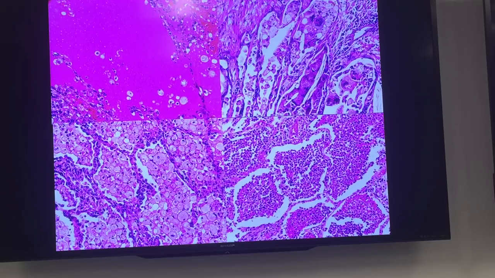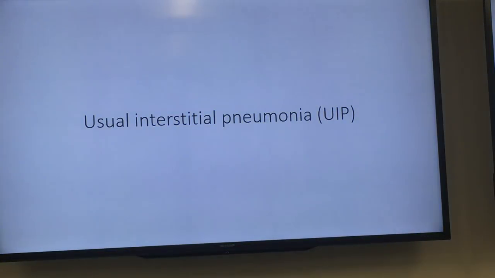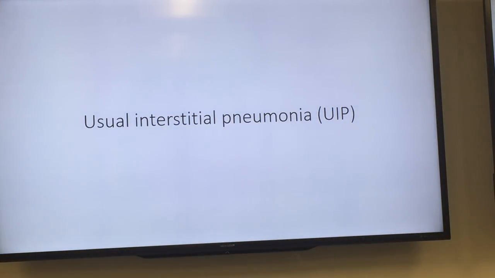So I'm showing you airspace diseases first, so you'll appreciate that interstitial is the opposite of that. It's not in that space, it's in the airway wall, in the wall. So this is interstitial, it's here. Anything that's in here is interstitial, anything that's here is airspace. And this is the big daddy of interstitial lung diseases. You know why it's called usual? Because this is by far the most common. Any one of you who have been on the lung service know this. UIP is, at the very least, the most common issue, if not the most common diagnosis.